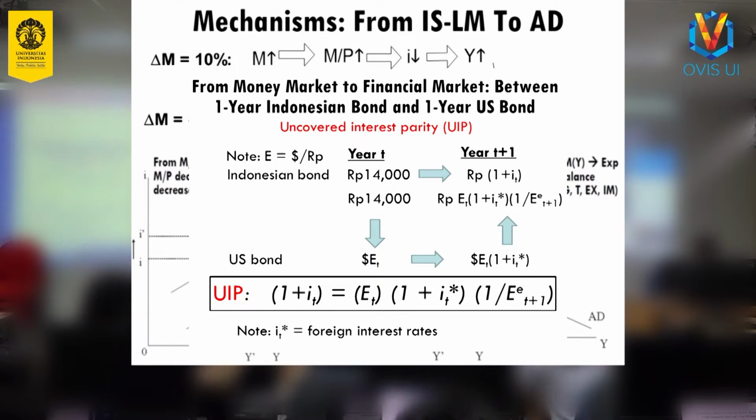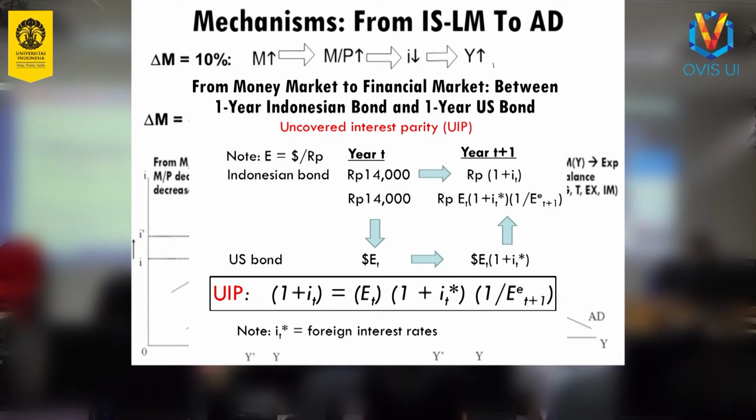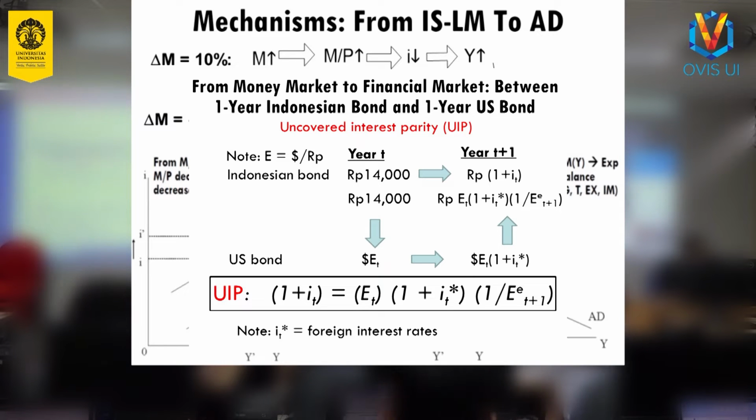If you buy an Indonesian bond, this year, this is year P. How much will you get next year? Well, you will get that amount. And the interest rate, whatever it is, they call it the yield of the bond. That is what you get. So 14,000 and the interest rate there. That's pretty straightforward.